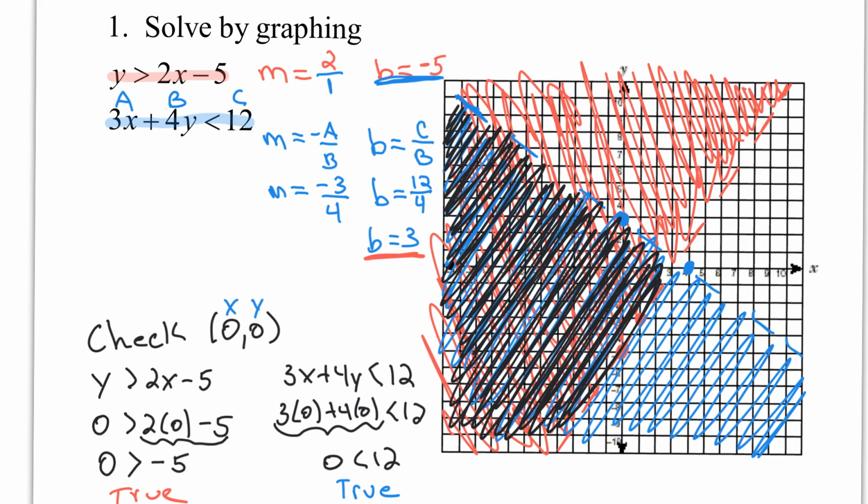Any points that you choose in this area, not including the lines, that's why it's dashed, because the points on the line are not solutions. If it's solid, then the points on the line are a solution. But right here, any point that you choose in this area and you substitute into the system for the x and the y, it will give you a true statement. Okay, let's try another one.